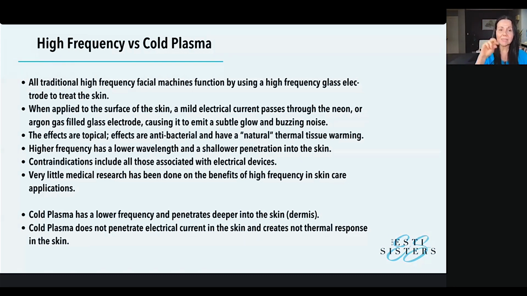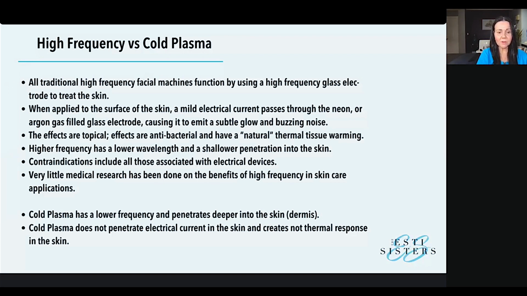So even though they may smell similarly, or sound a little similar, or you're thinking, well, they're using a gas or they're sparking a little bit, they actually are two different modalities, okay? So again, the effects of high frequency are going to be topical. They're going to have more of an antibacterial effect. They will also have a little bit of thermal warming, so you need to be careful because they can heat up the skin. So it's better more in a spot treatment versus doing the full face.